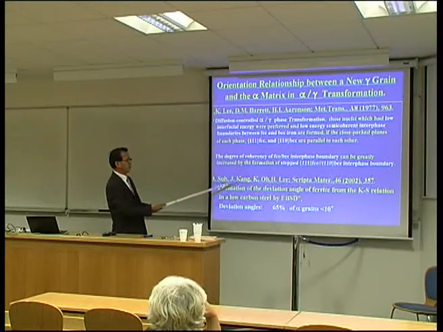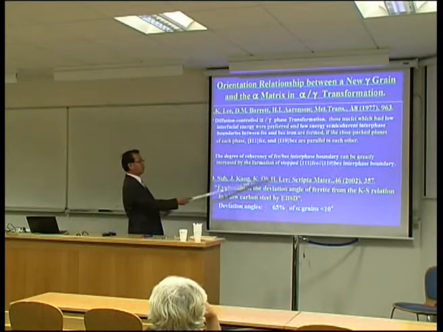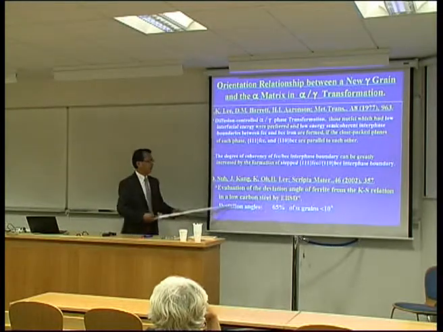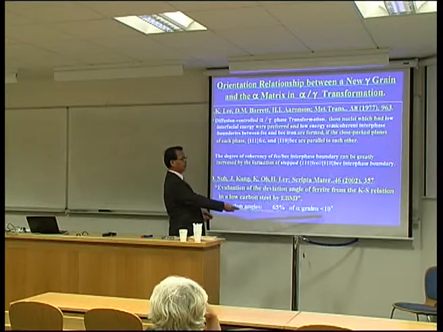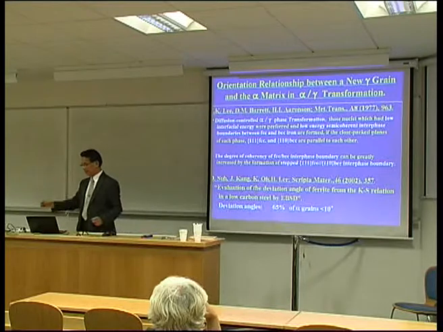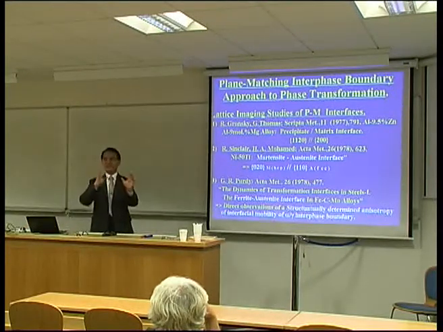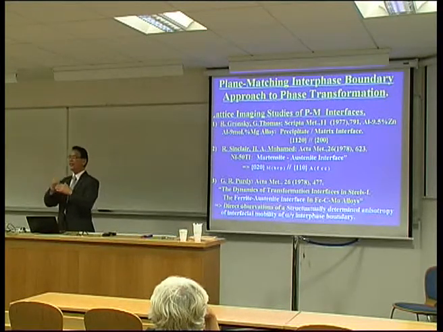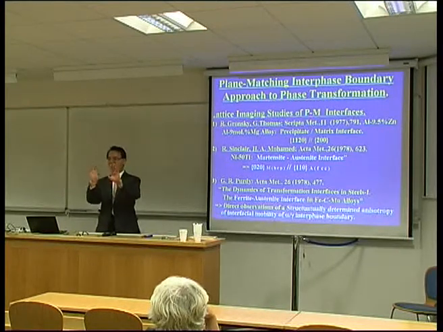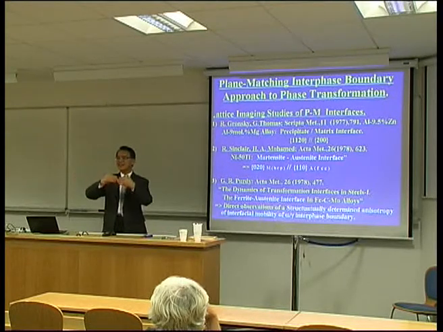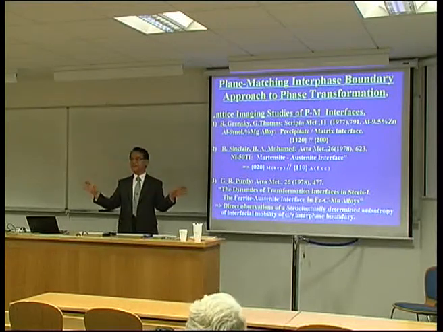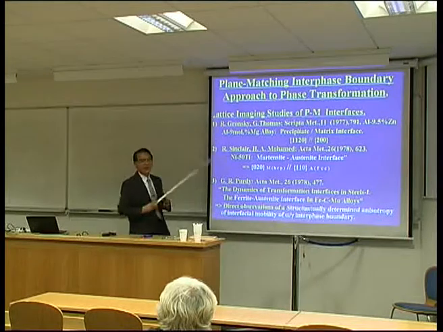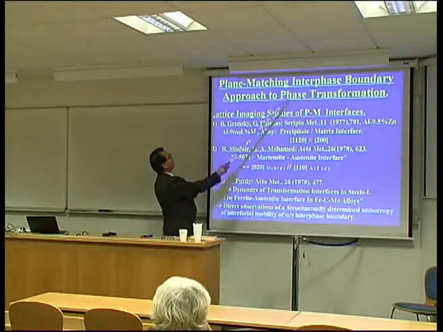And then another paper, in which the authors determined experimentally the deviation from the exact orientation relationship. Most of the grains deviate within 10 degrees from the exact relationship. So actually, a deviation angle smaller than 10 degrees is an allowable deviation angle. If we assume the role of a plane matching boundary by introducing dislocations, just like a low angle boundary, we can cover the deviation angle very easily. So now, the final part: our model, the plane matching interface boundary approach to phase transformation.